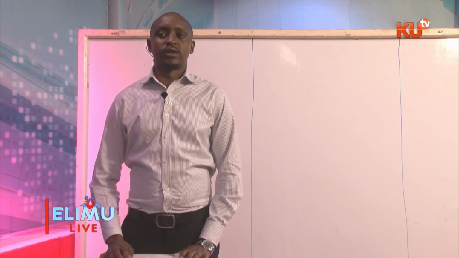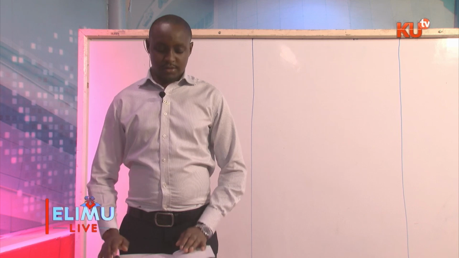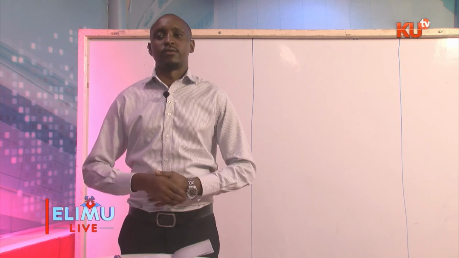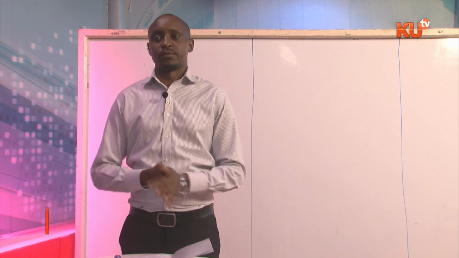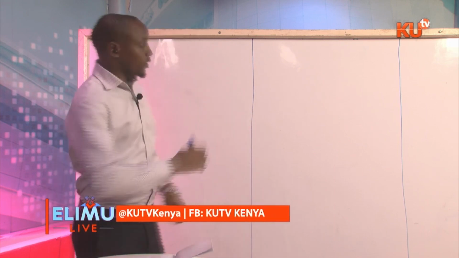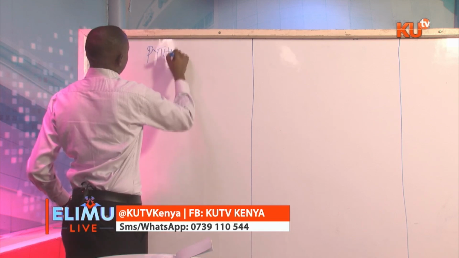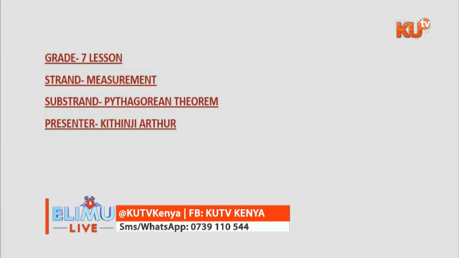Today I'll be taking you through grade 7 mathematics. The strand is measurement and the substrand is Pythagorean theorem or Pythagorean relationship. So we are looking at Pythagorean relationship.